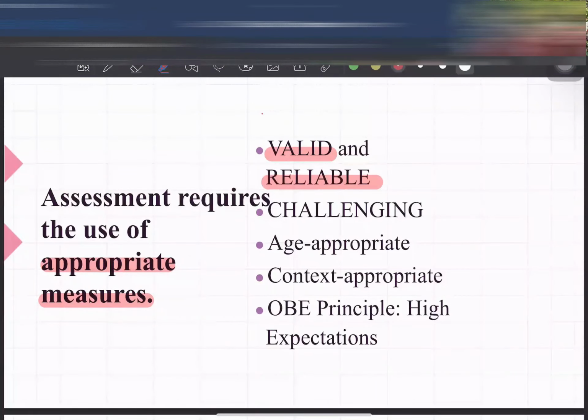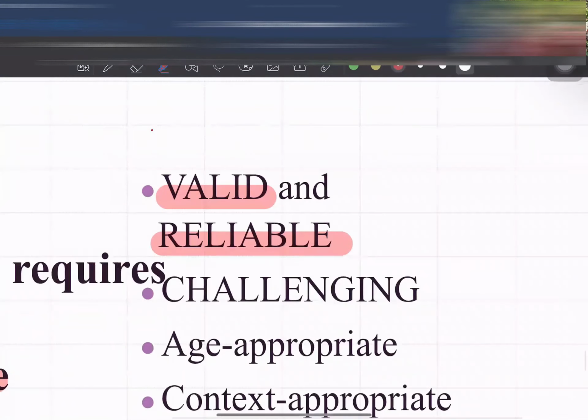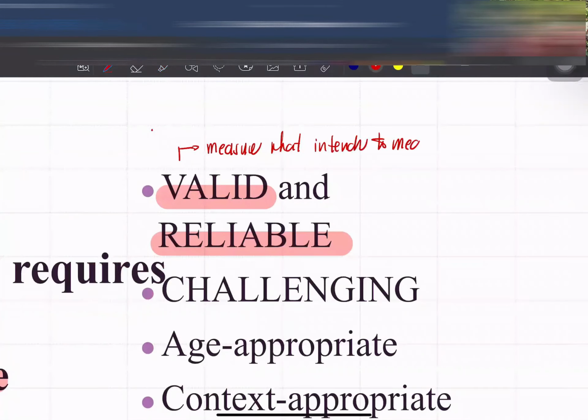So again, you are reminded of the definition of validity. When I say validity, class, your assessment should be able to measure what it intends to measure. And then when I talk about reliability, class, it is measuring consistently or accurately. It means that you are measuring something consistently or accurately.